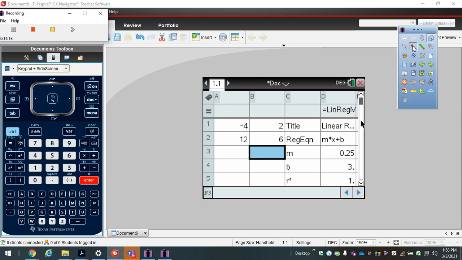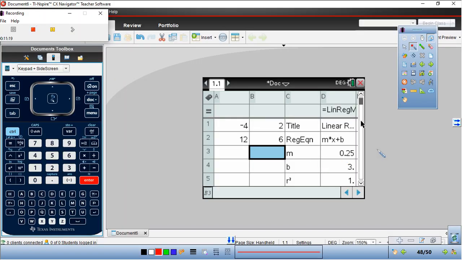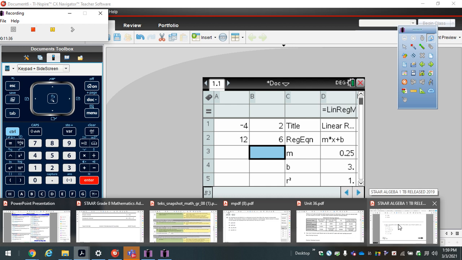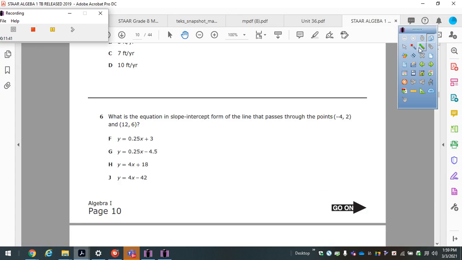There it is. Please look at this answer right here. This is going to be in the form of y equals mx plus b. Your m right here, and your b right here. So your equation is y is equal to 0.25x plus 3. Let's come back over here.